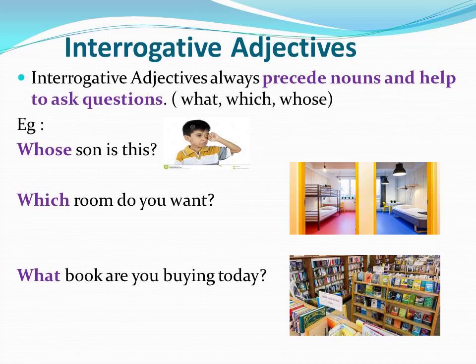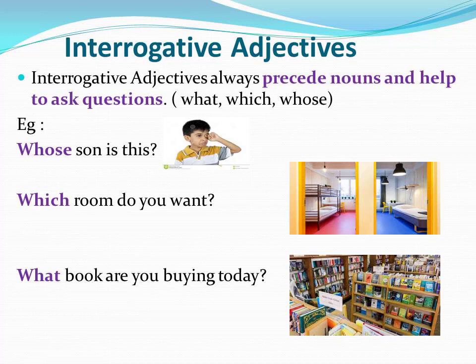Whose son is this? In this question, whose is preceding the noun son. That's why it is called interrogative adjectives. And then, which room do you want? Just imagine you are going to your friend's home. There, they are offering two rooms. Which room do you want? In this question, which is preceding the noun room, so it is called interrogative adjectives.